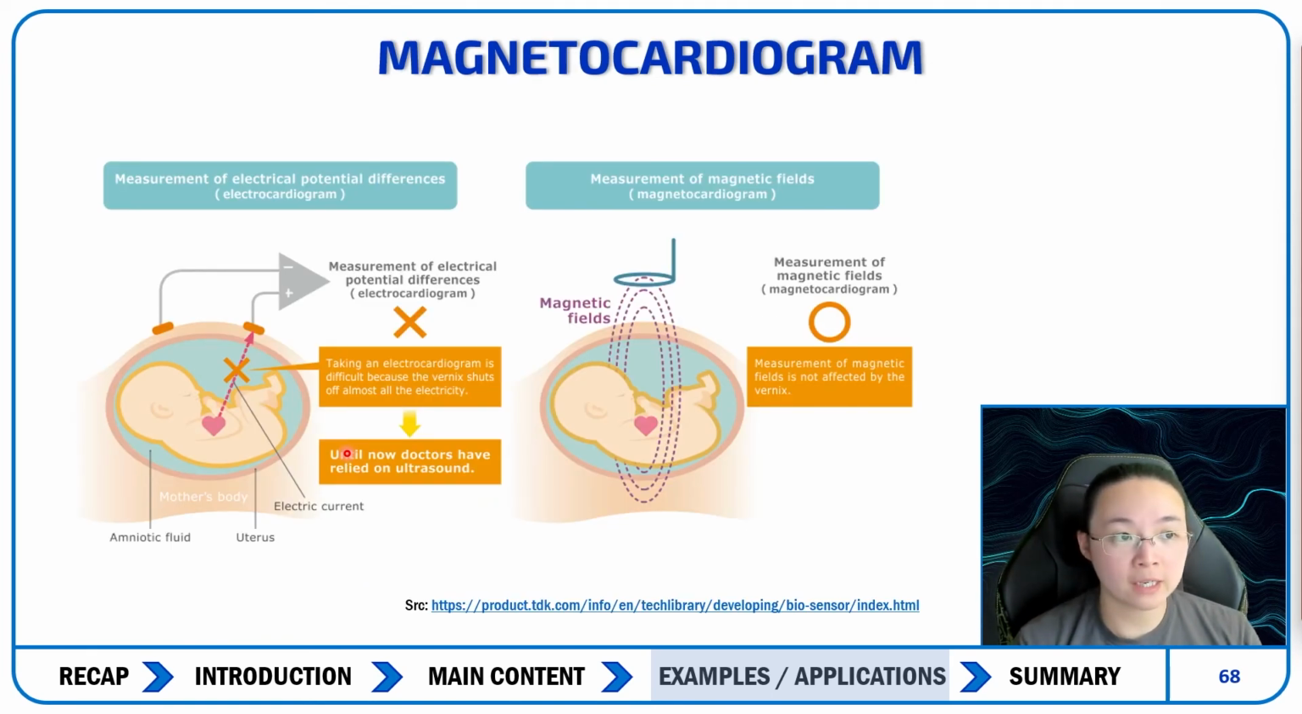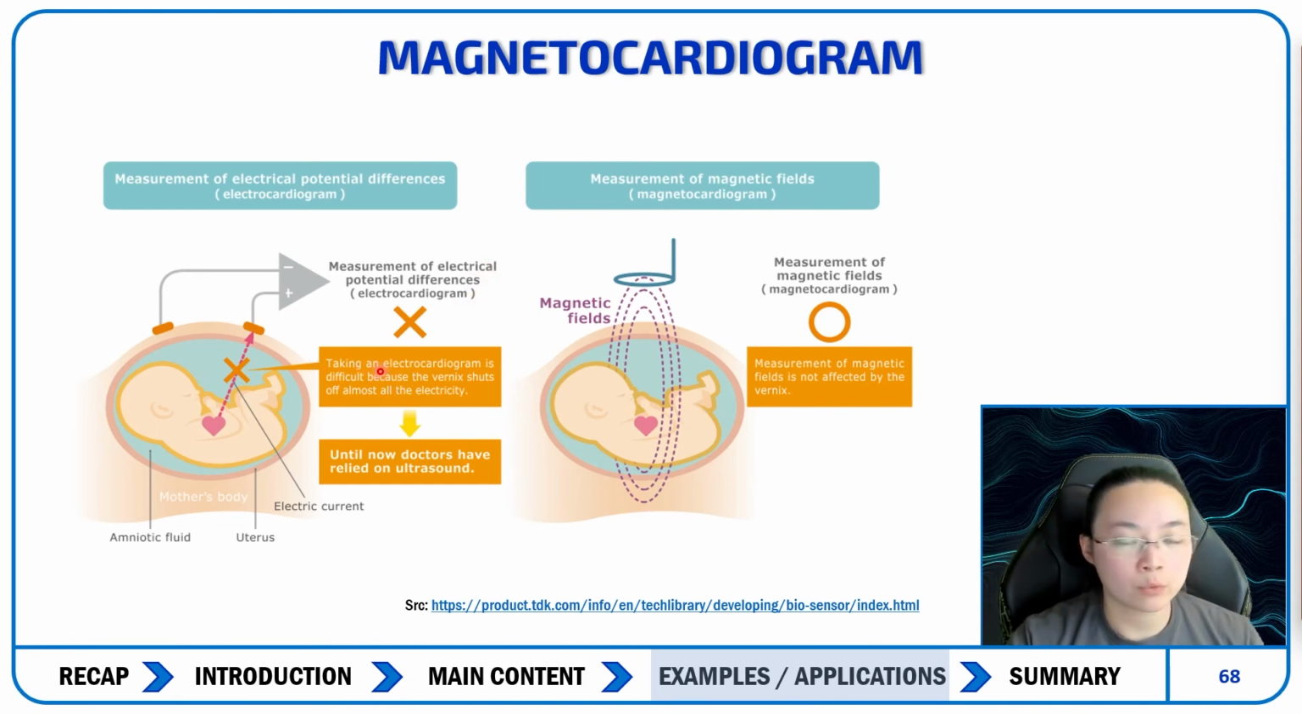So we now want to take a look at two applications of magnetic fields and forces to medical physics. And that would be first a magnetocardiogram. So a magnetocardiogram is when you're trying to measure magnetic fields in order to diagnose a disease. So I have a comparison here. On the left side, we have an electrocardiogram. It basically measures electric potential differences.